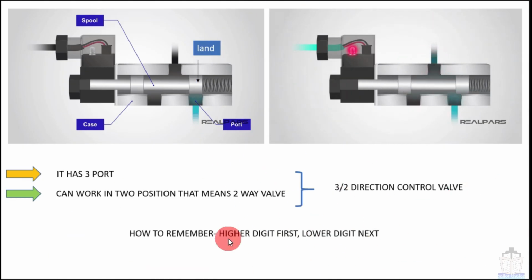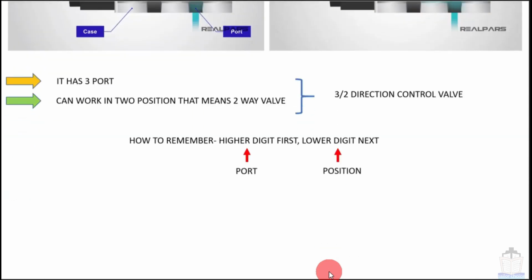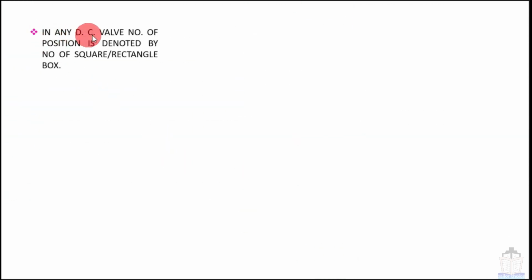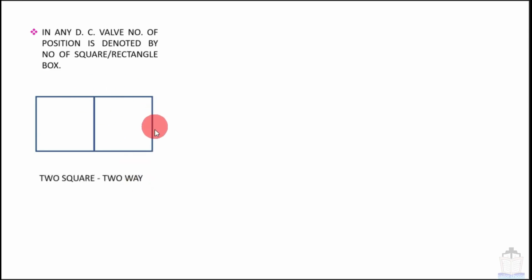How will you remember? Higher digit first, lower digit next. The higher digit represents ports and the lower digit represents positions. Always remember that the number of ports will always be higher than the number of positions. Now moving next, in any directional control valve, the number of positions is denoted by the number of square or rectangle boxes. So this is showing 1 square box, that means one position. This is showing 2 square boxes, that means a two-position valve.